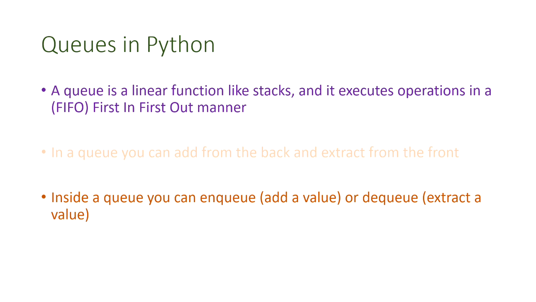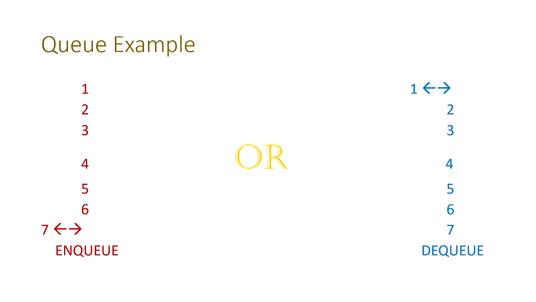In a queue, you can add from the back and extract from the front, like you can do in a normal queue. If you want to go to the queue, you need to go to the back, and if you want to leave, you have to go from the front. Inside a queue, you can enqueue, add a value, or dequeue, extract a value. So these are queues examples.